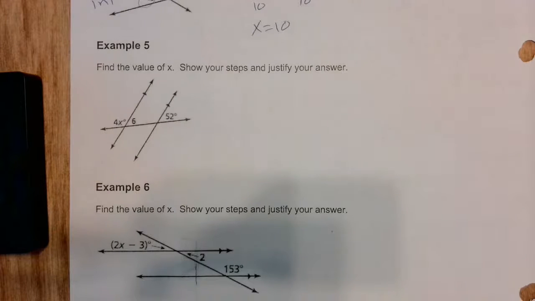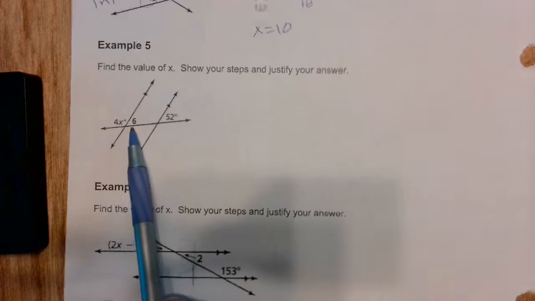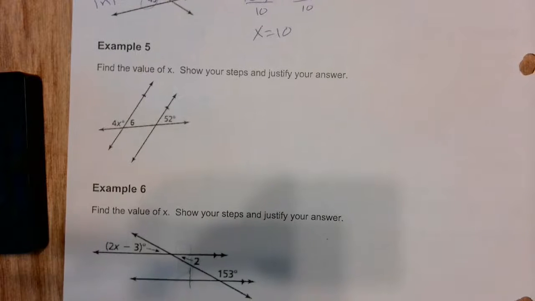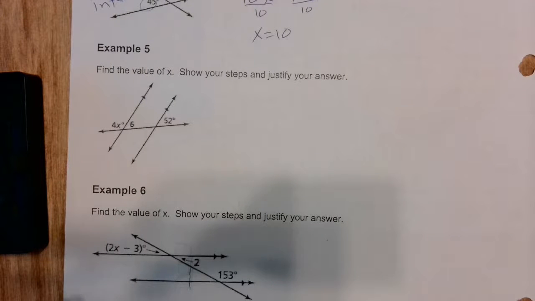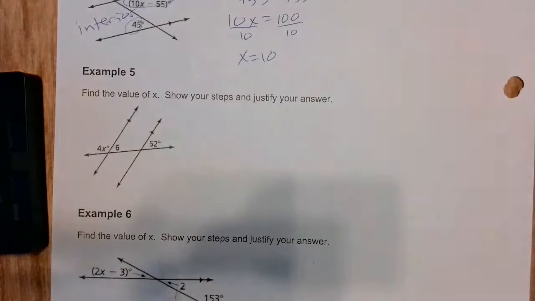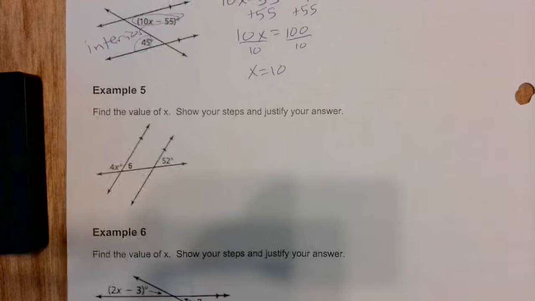So example 5, find the value of x, show your steps, and justify your answer. Now here, we have 52 degrees, we have 4x degrees, and then we have this little awkward 6 here. Notice it does not have a degree symbol, which means that's not a measurement. It's just a name. Just like up here, I labeled 1, 2, 3, 4, 5, 6, 7, 8. They just labeled it with a 6, probably because it came off of another picture or something. It's to kind of help you with a stepping stone in the middle, I think.